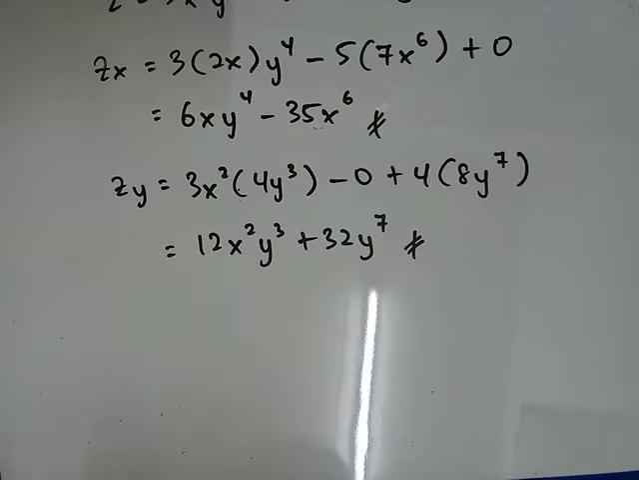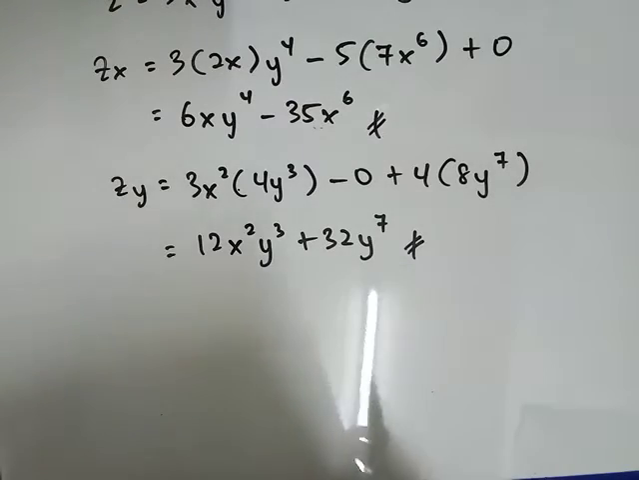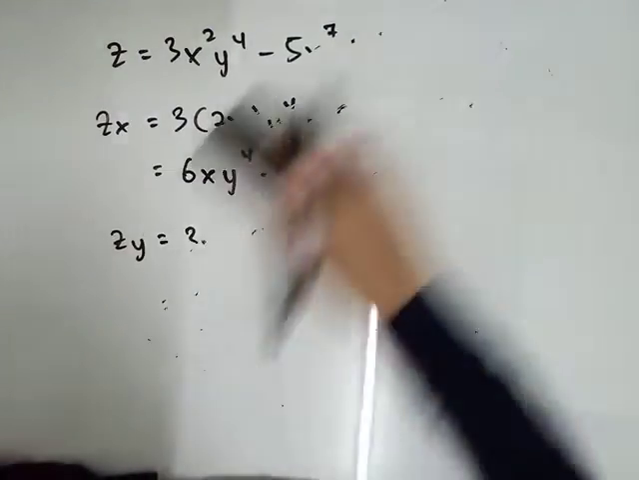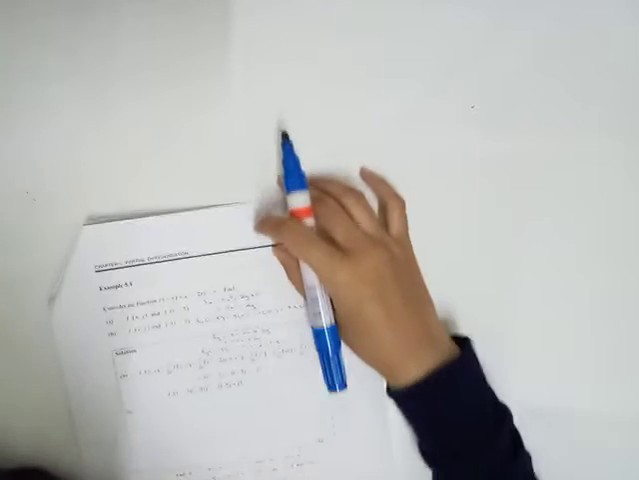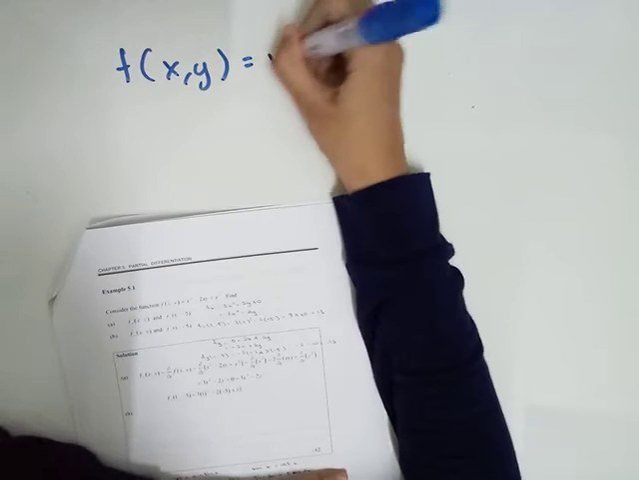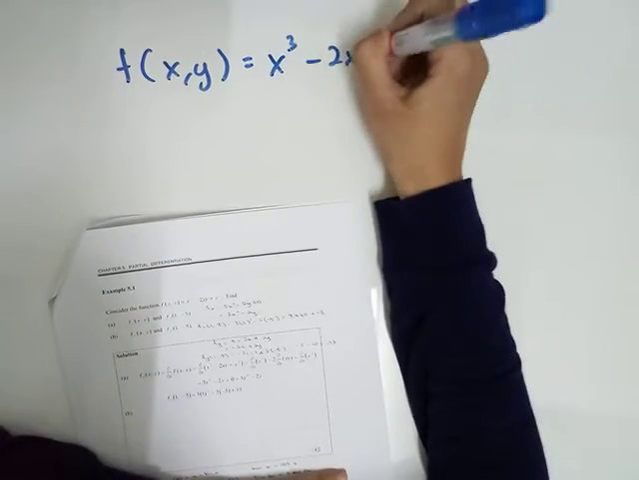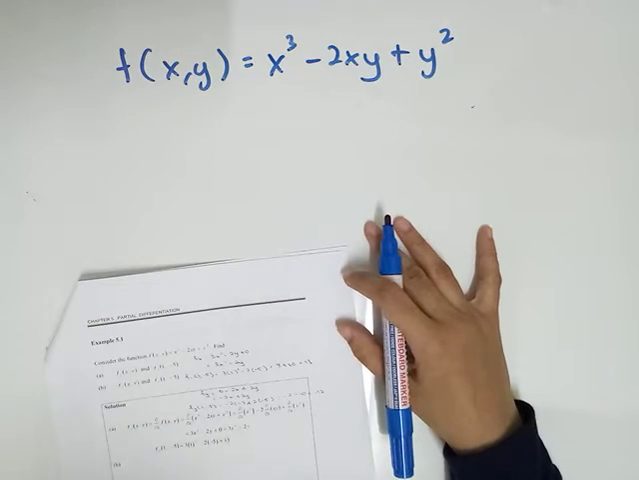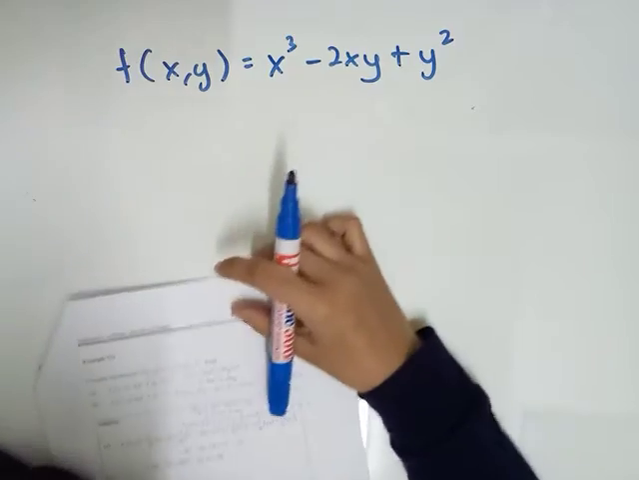So, look at your notes. Example 5.1. Okay, example 5.1. Look at your notes. Okay, we have a function of x and y equal x cubed minus 2xy plus y squared. Then we need to find the partial derivative with respect to x, fx.